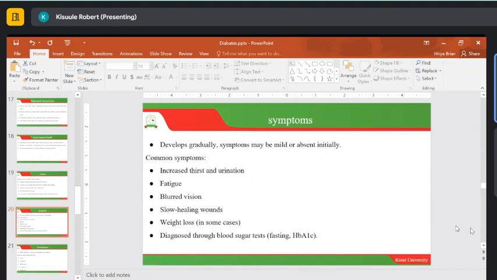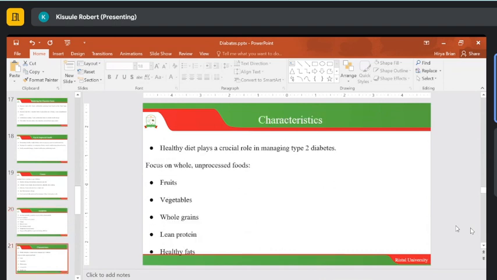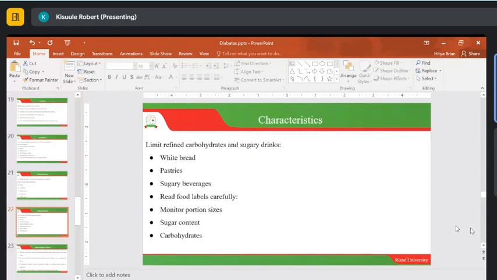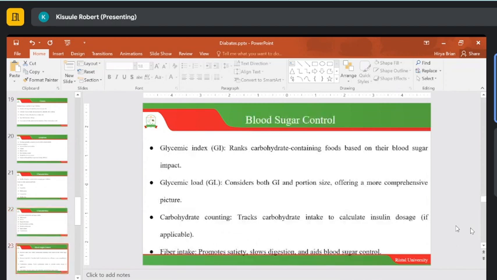So what are the symptoms? The increased thirst and urination, fatigue, slowed wound healing, like I told you, weight loss, and also diagnosis being done through the HbA1c. Diet plays a crucial role in this, and focusing on these, like I told you, is key. So the symptoms look like repeated slides, surely. Limit refined carbohydrates, the sugary drinks, the white bread, the pastry, the sugary beverages. Read food labels carefully. Monitor portion sizes, the sugar contents, and the carbohydrates.